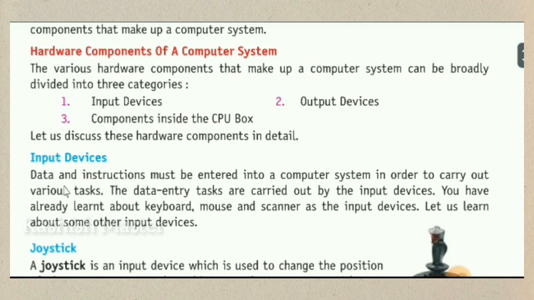Input devices. Data and instructions must be entered into a computer system in order to carry out various tasks. The data entry tasks are carried out by the input devices. You have already learned about keyboard, mouse, and scanner as the input devices. Let us learn about some other input devices.